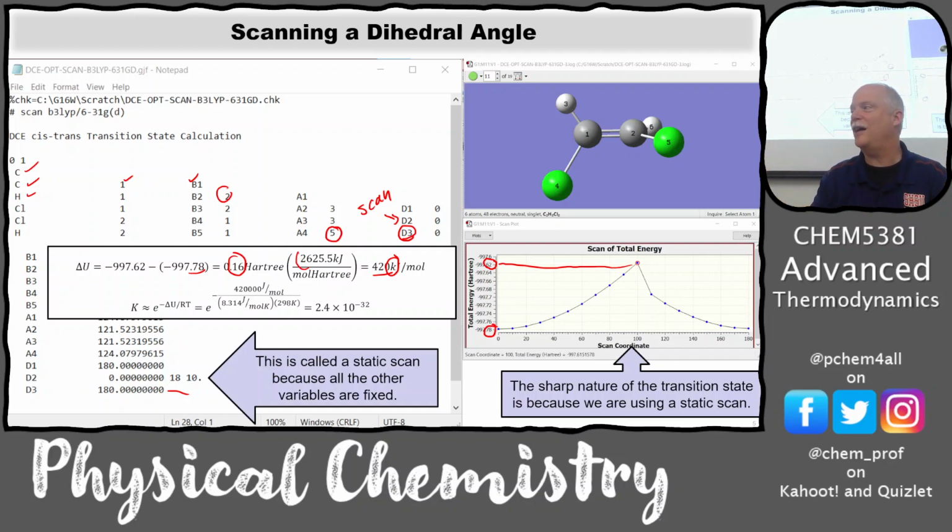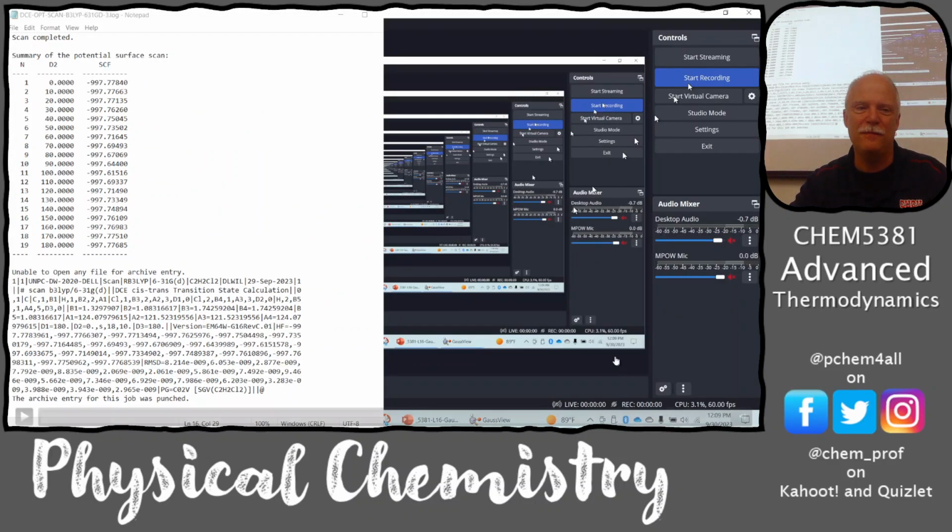So I tried to do a relaxed potential energy surface scan, and we'll see. It's kind of interesting. Okay, so here's the scan in action.